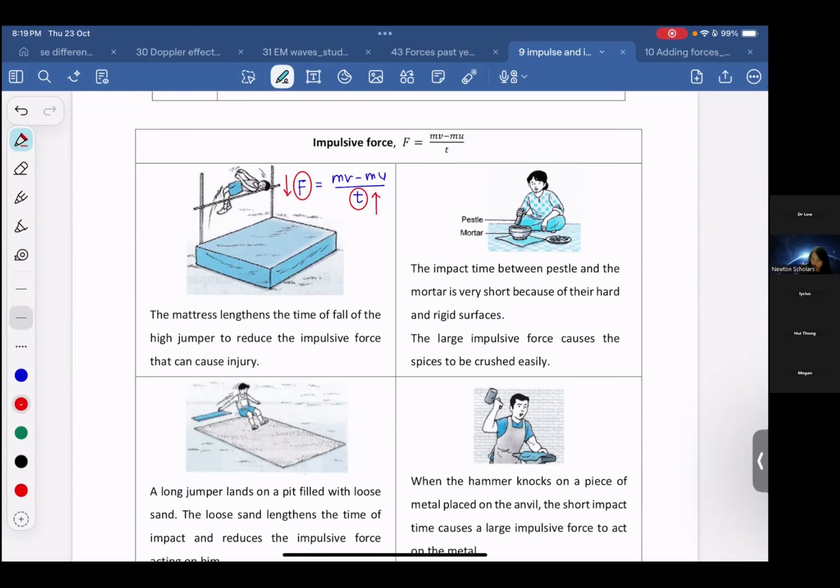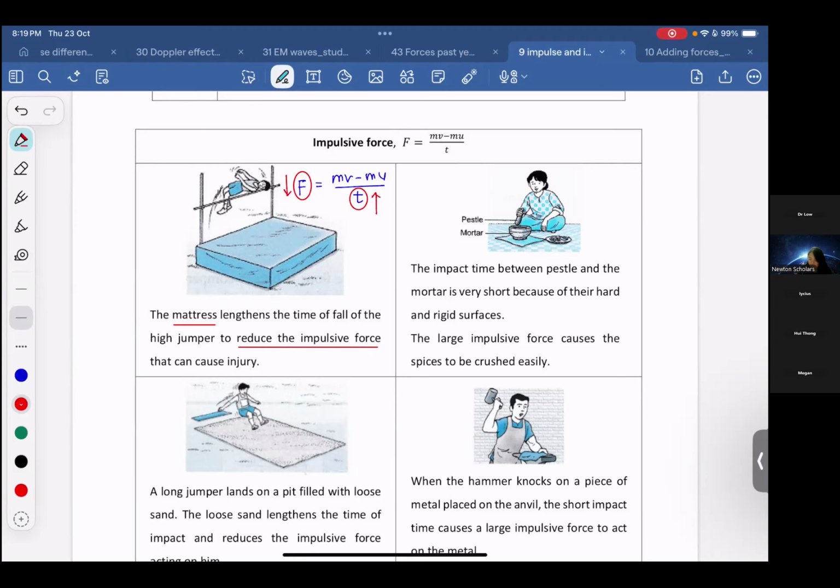So here, this one is also the same. The mattress can be compressed and then stop you. Okay, so when you fall down, it will compress and then stop you. Can you see that the time is longer? The longer the time, the smaller the impulsive force. So this application is one to protect us.